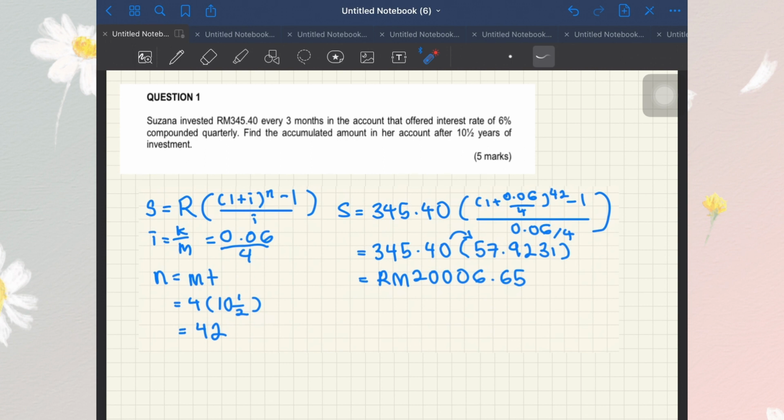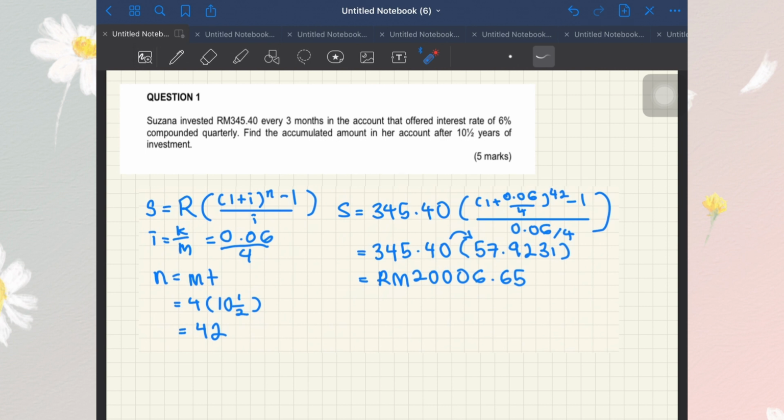The question asks: Susanna invested RM345.40 every 3 months in an account that offers an interest rate of 6% compounded quarterly. Find the accumulated amount in her account after 10.5 years of investment. For this kind of question, you need to apply the future value formula, which is S equal to R in bracket 1 plus i close bracket power of n minus 1 over i.